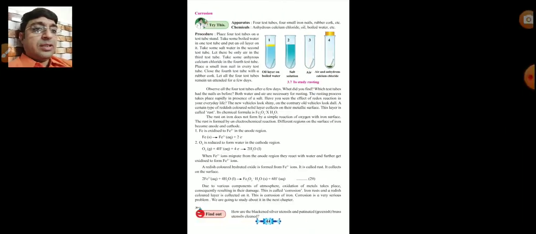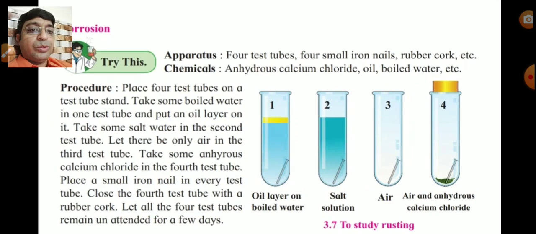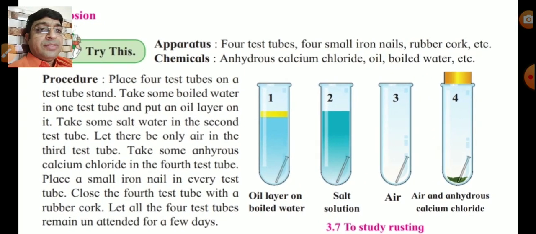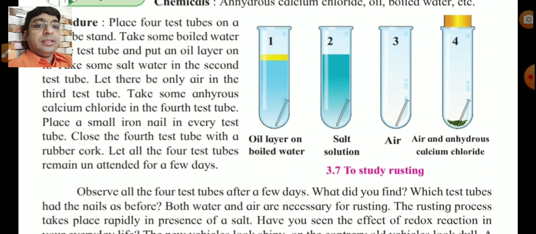Next point is corrosion. So an activity is given for us, 4 test tubes are given, and see there what is given in the procedure. Place 4 test tubes on a test tube stand. Take some boiled water in one test tube and put an oil layer on it. Take some salt water in the second test tube. Let there be only air in the third test tube.